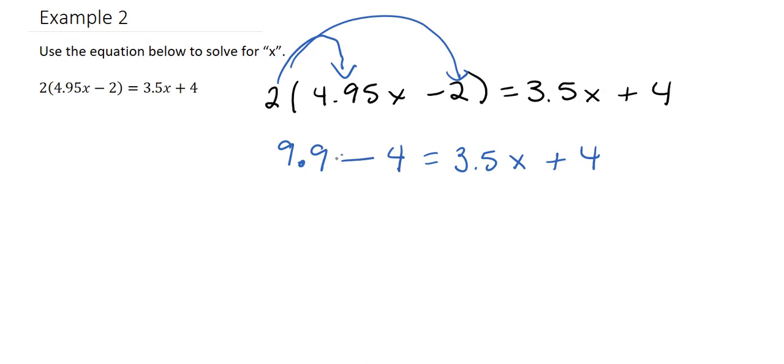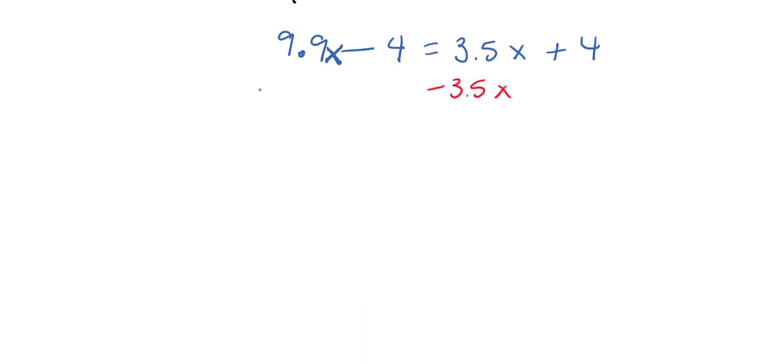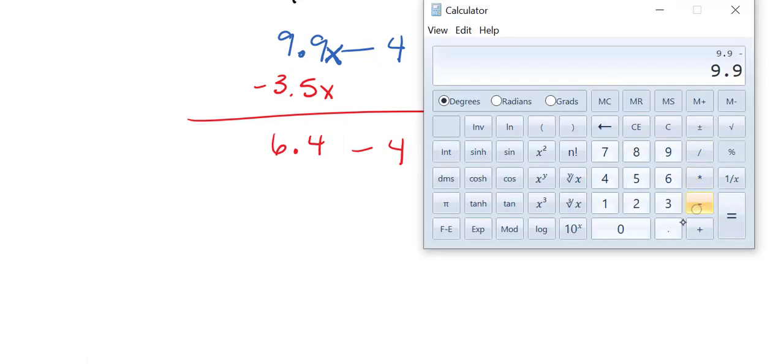Notice how I forgot the x right here. So let's go back. Now we have 9.9x minus 4 is equal to 3.5x plus 4. Let's get the x's to just one side. I'm going to subtract 3.5x on both sides. This becomes 0, so we're left with just 4 on the right-hand side. We have this minus 4 we can bring down, and now we have 9.9 minus 3.5. Well, 0.9 minus 0.5 is 0.4, and 9 minus 3 is 6. If you aren't sure, we could just go 9.9 minus 3.5, and we get 6.4.